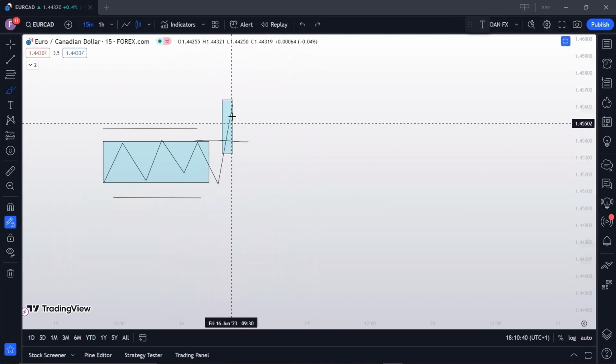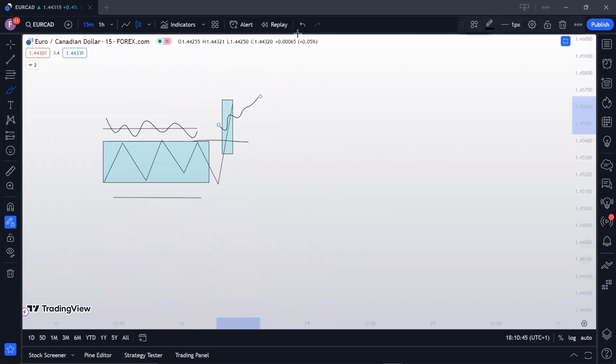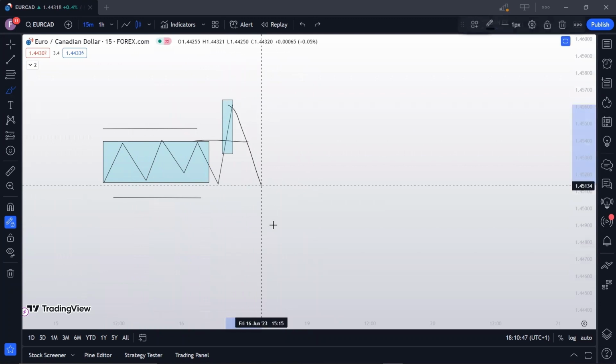Now, this fast candle induces people to take buys. It's not only taking out the liquidity here, but it's also inducing people to take buys so they can reverse the market later on like this, right?